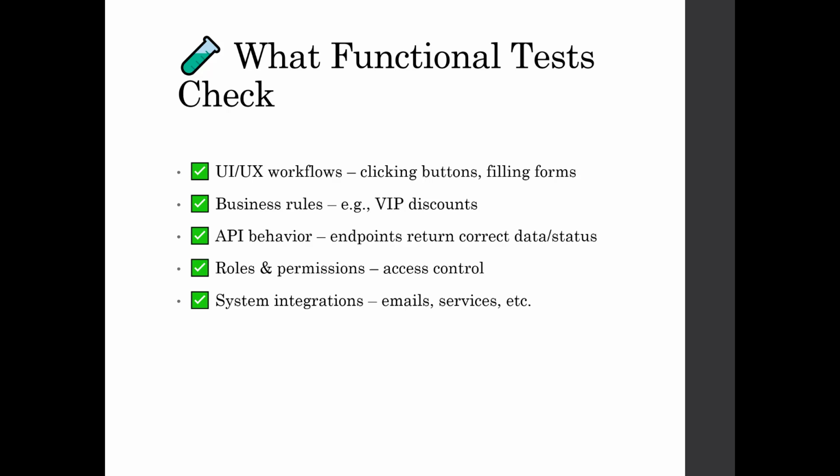So if the VIP users are supposed to get a discount, is that applied at checkout? Do I see that? How do I see that? Does the user understand what's going on? API behavior: do endpoints return correct responses and handle edge cases like they've been designed to do?